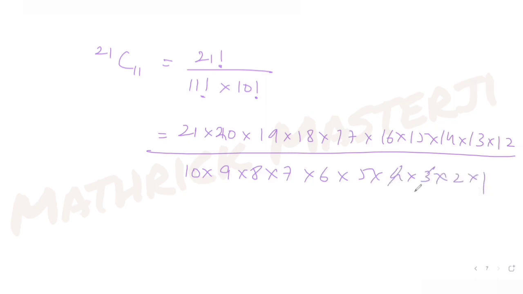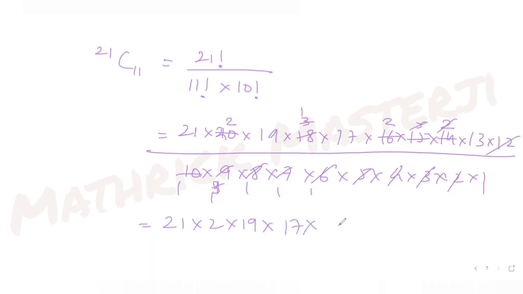So I get 4 and 3 cancelled with 12, 6 cancelled with 3, 7 with 14, 8 with 16, 9 with 3 ones and 3 times. So 3 ones and 3 fives, 5 ones and 5 ones, 2 ones and 2 ones, then 10 ones and 10 twos. So you're getting here 21, 19, 17, 2 and 13. So you have this entire thing.